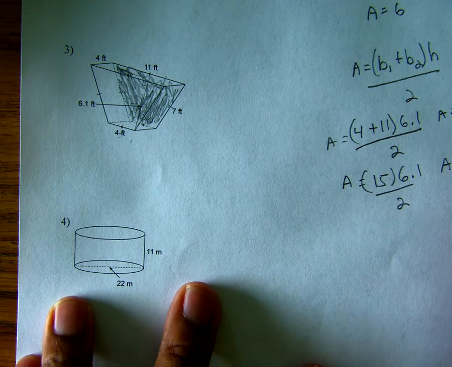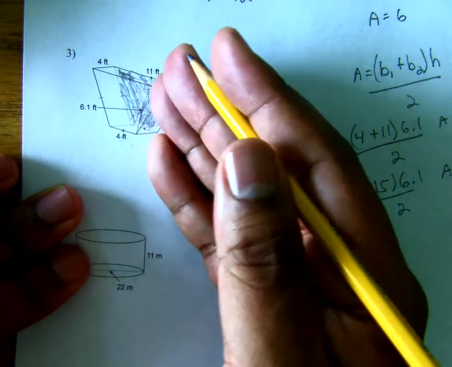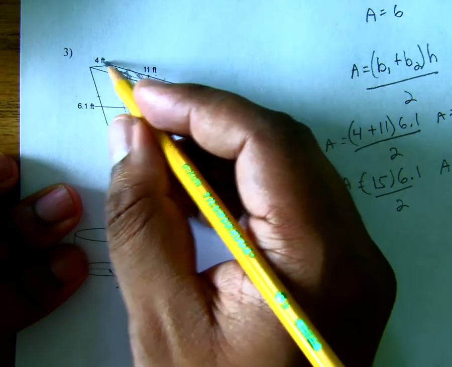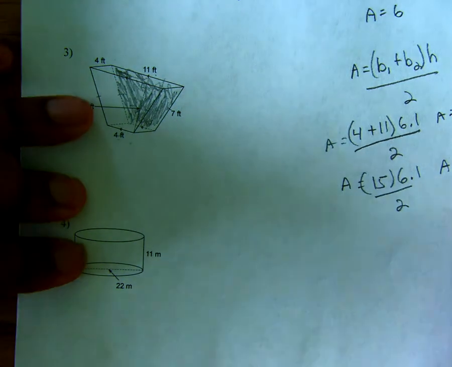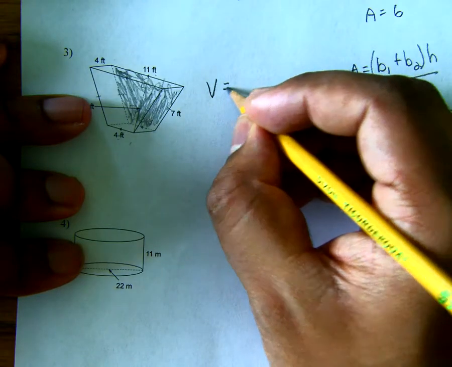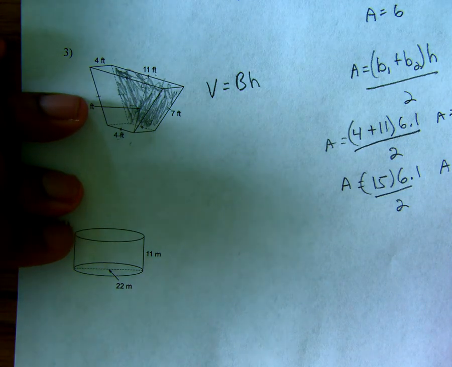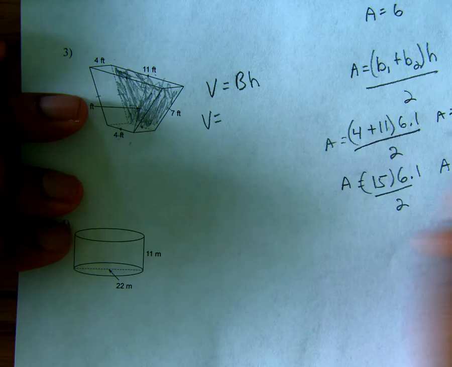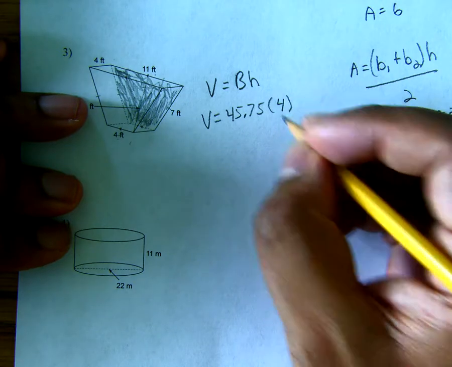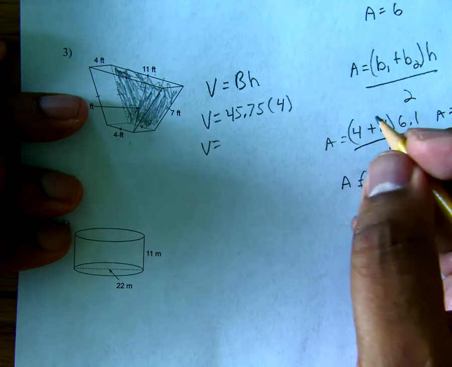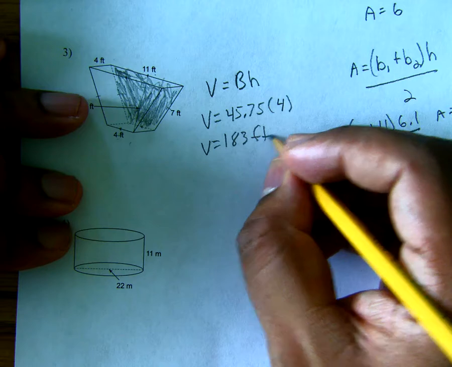Okay, that's the area. Or in the case of the volume, my big B, my base, it's this back part here. And I'm going to multiply by how far up it comes. So it comes up 4 feet away from the base, 4 feet. So that's what I'm going to multiply this by. So my formula for volume is B times the height. V is equal to 45.75 times 4, and V is equal to 183 feet cubed.